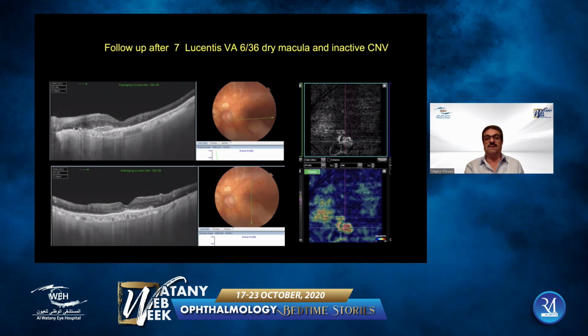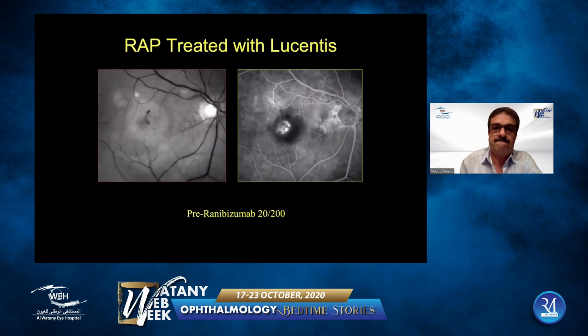We have to extend the treatment in these cases, but most probably we have to keep this patient for life under follow-up, because it's not only diabetic, it's CNV.